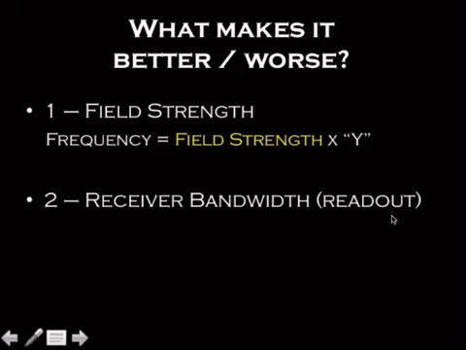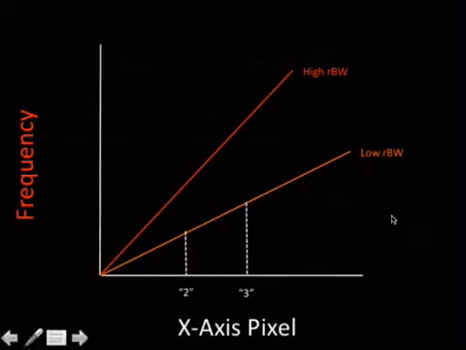So what about receiver bandwidth or readout? I'm a visual learner. I try to make things visual when I have trouble remembering them. It may be easier just to remember this concept, but this is an attempt to make it a visual concept. So I've got a red line here that is going to be our fat or high bandwidth, and this is our low or our narrow.